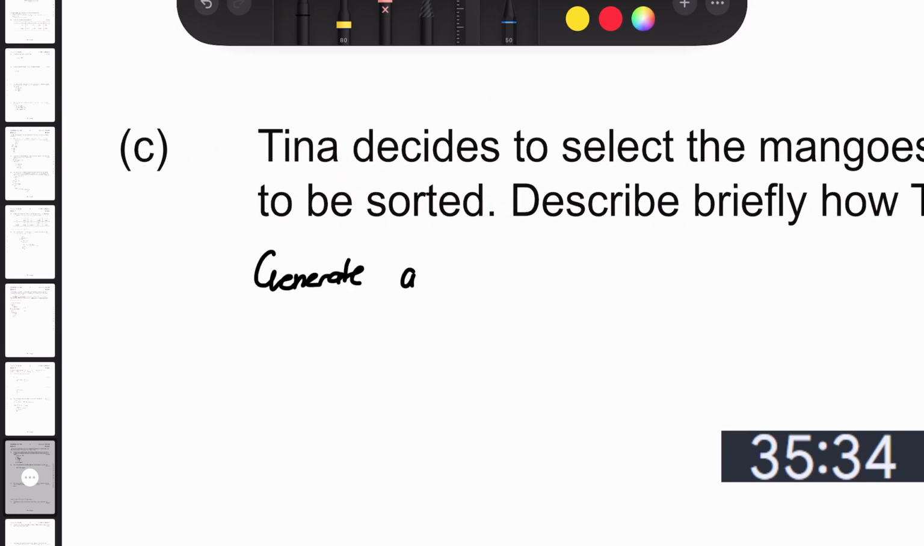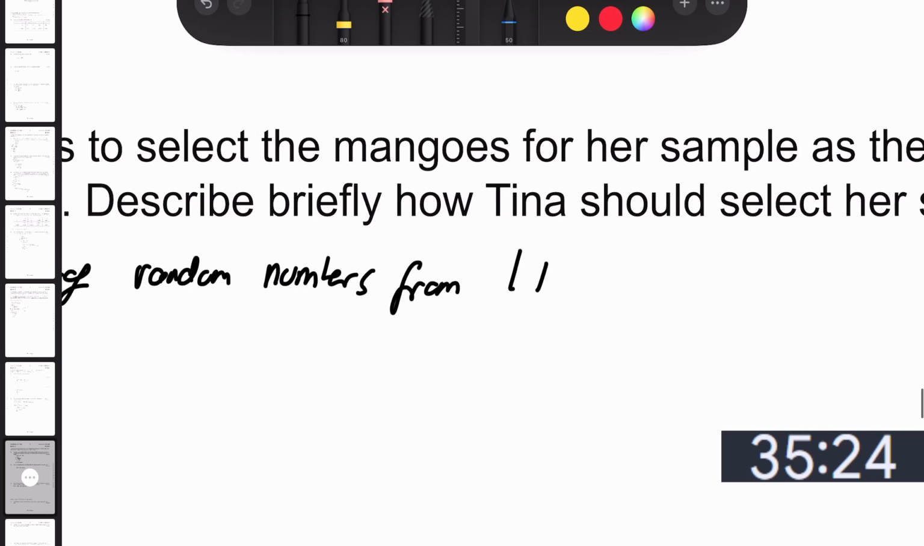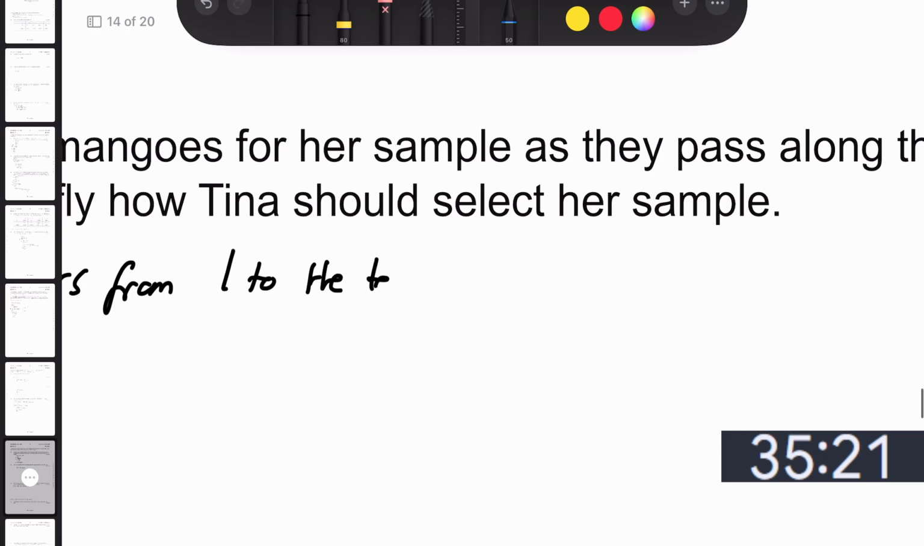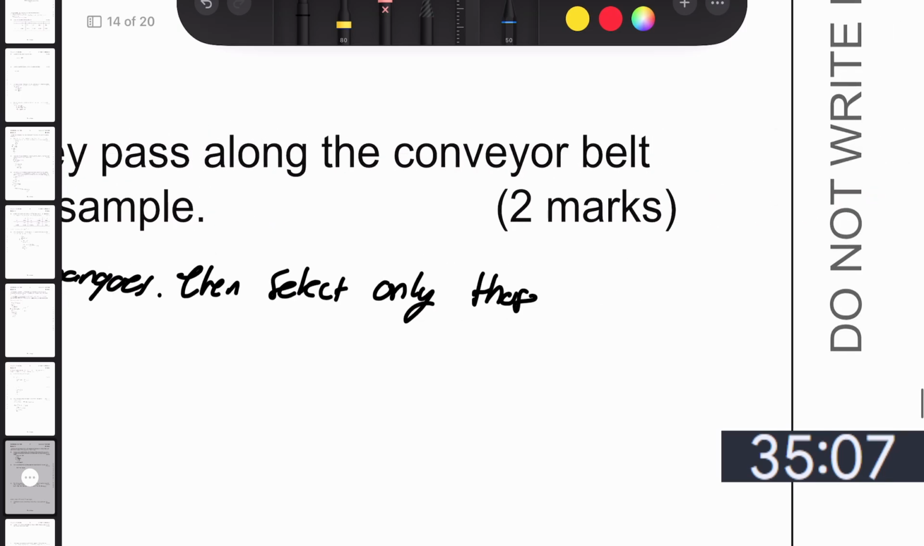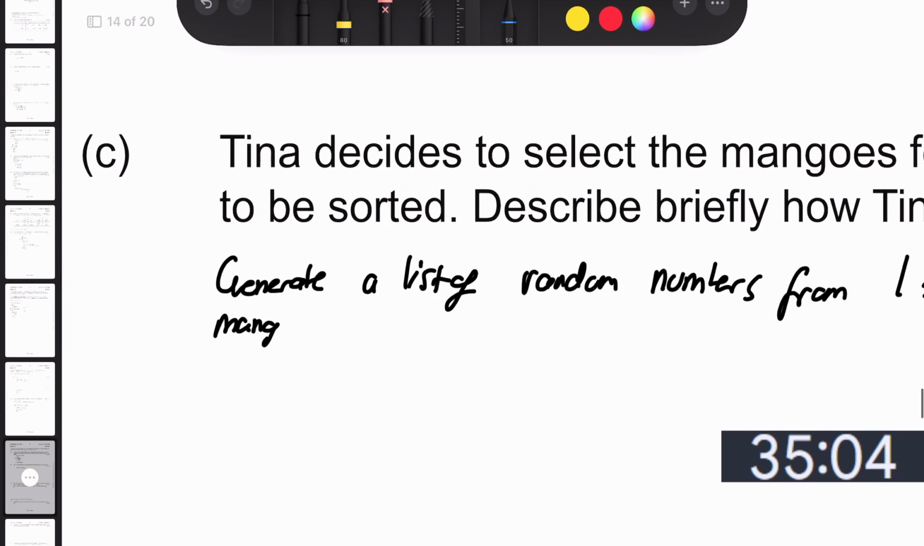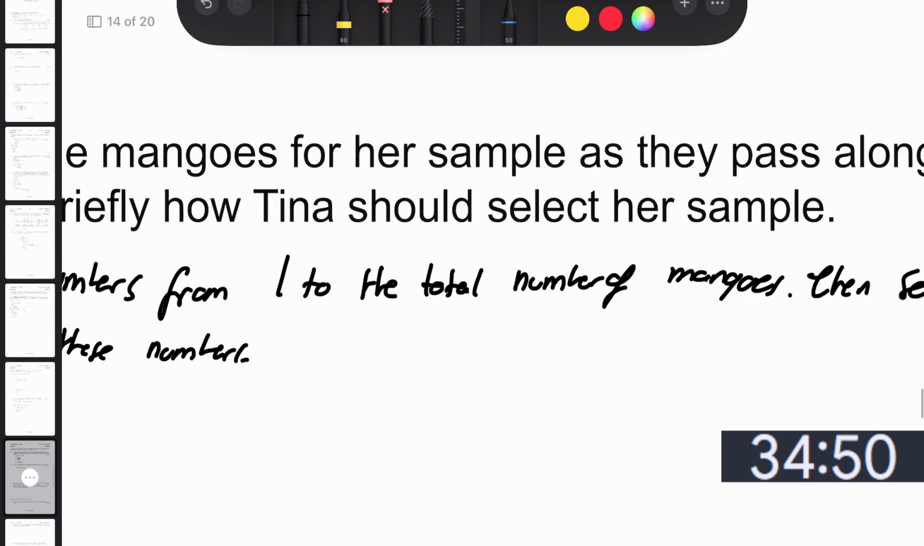Generate a random list of numbers from one to the number of mangoes, then select only those mangoes that correspond with one of these numbers. For example, if 6 is generated, the 6th mango.